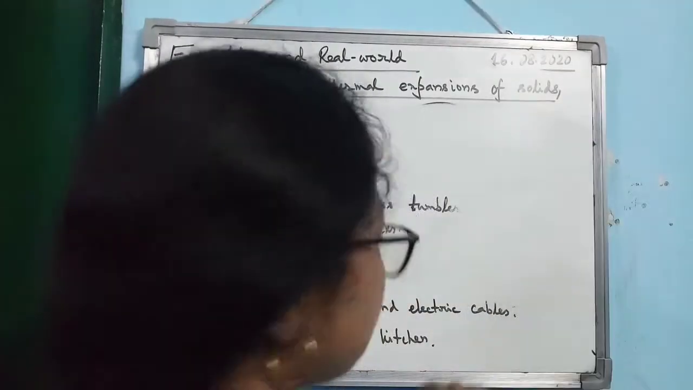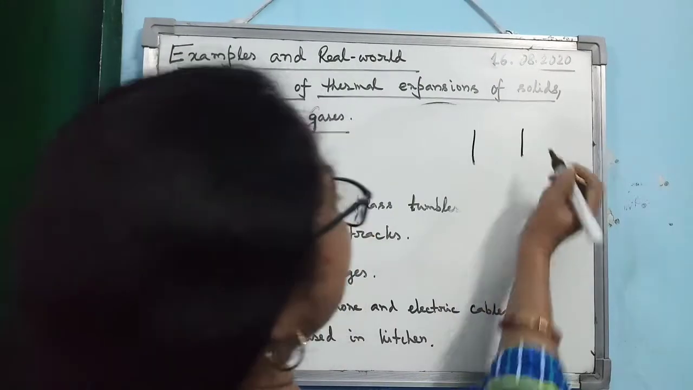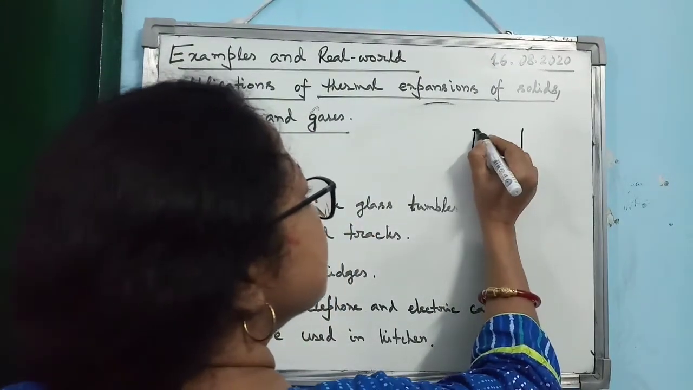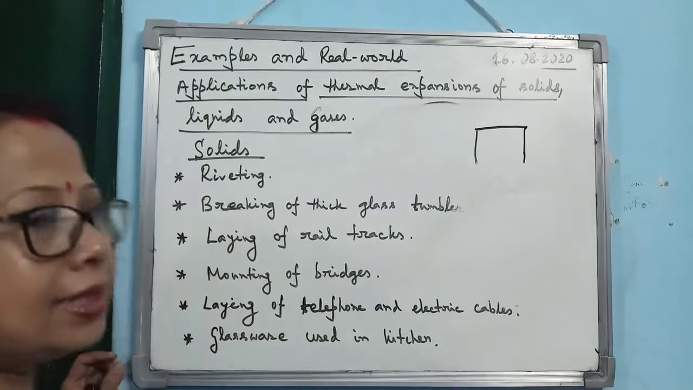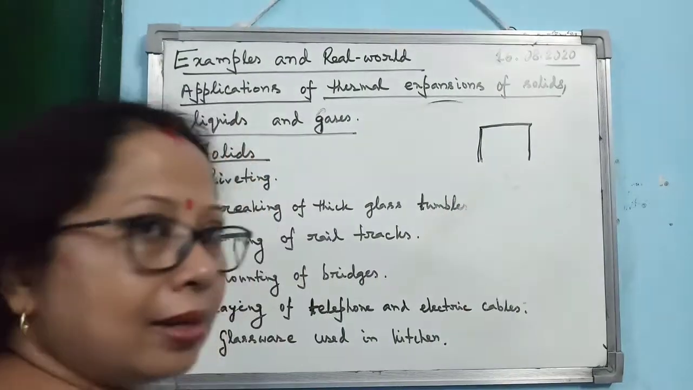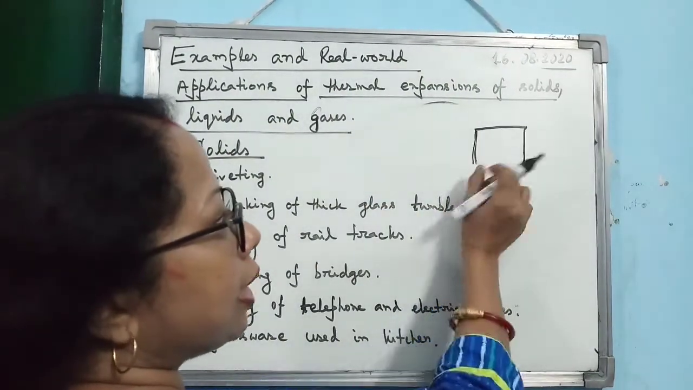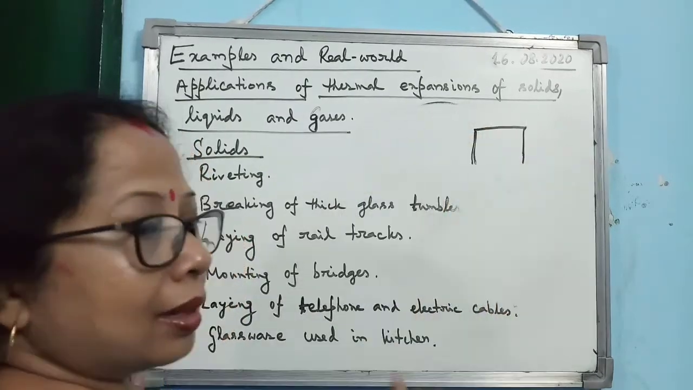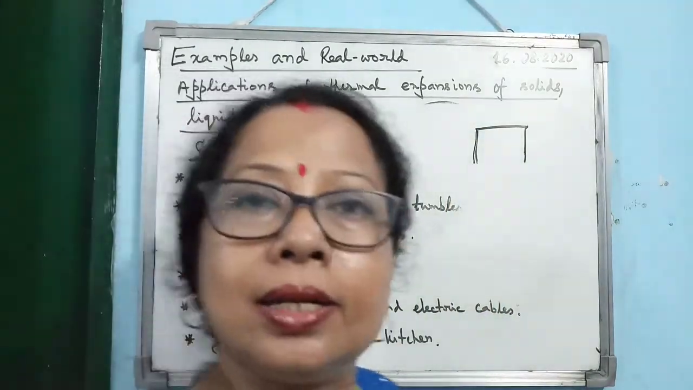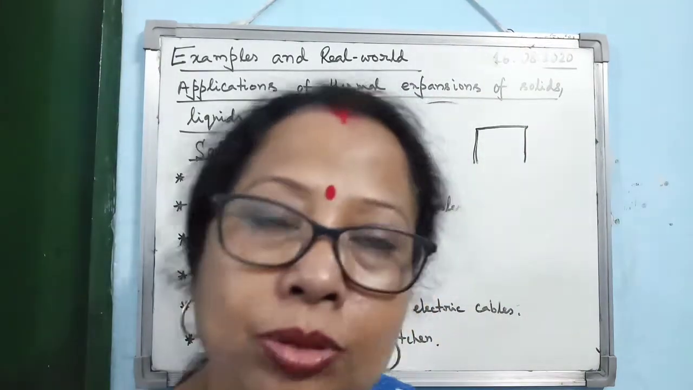If the line is laid during summer, first try to understand this. Suppose there are two pillars here and you have laid the cable tightly. During summer it will expand, and during winter it will contract. So during winter when it contracts, tension will develop within it. If the tension is very high, it may cause damage to the cable.